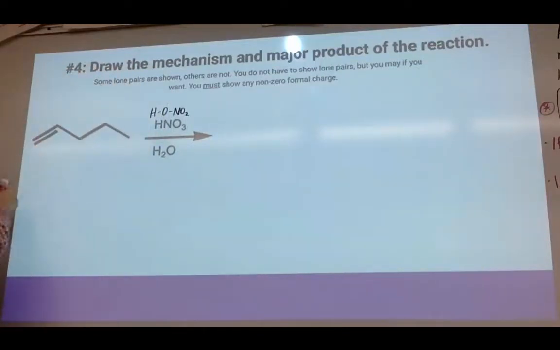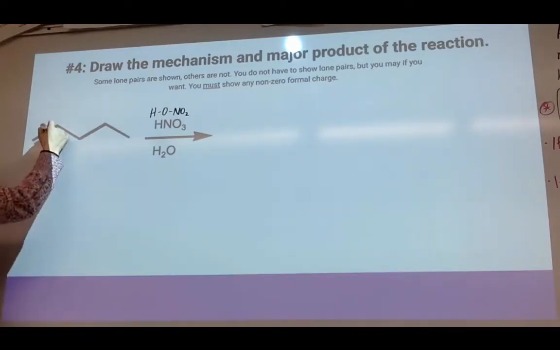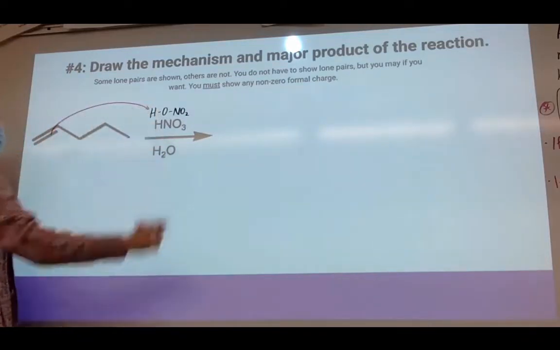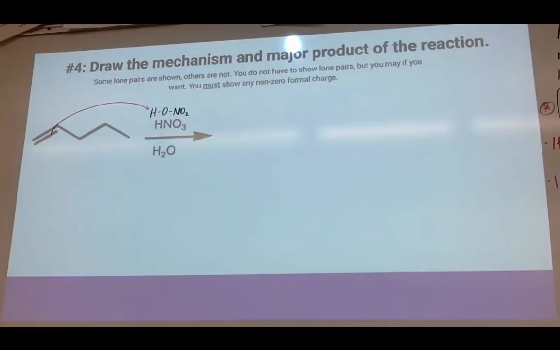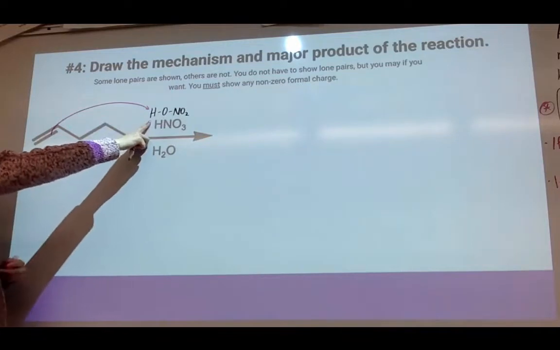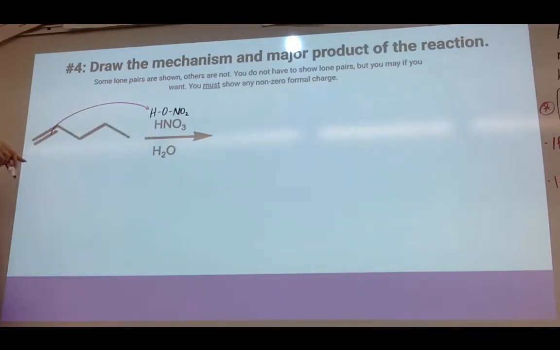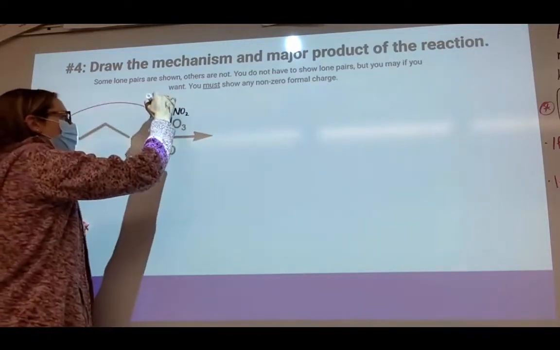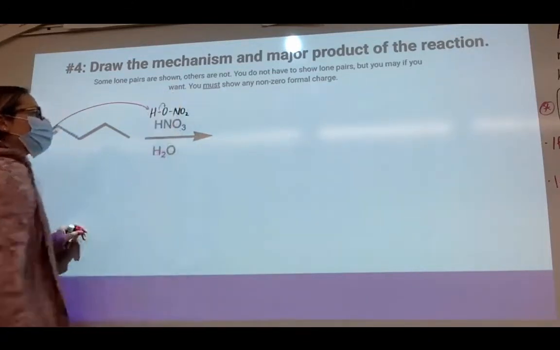So the first thing that's going to happen is the excess electrons. The only place there's excess electrons are the pi bonds here. These excess electrons are going to attack that hydrogen. So now this hydrogen has 4 electrons around it, and it should only have 2. So the electrons in this bond are going to move directly to the oxygen.